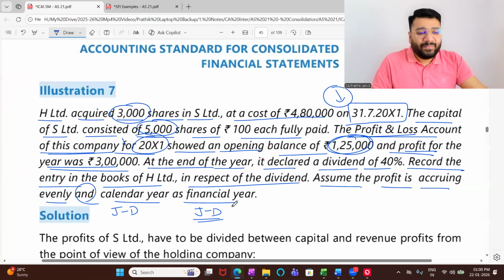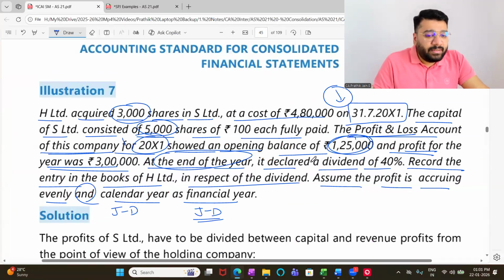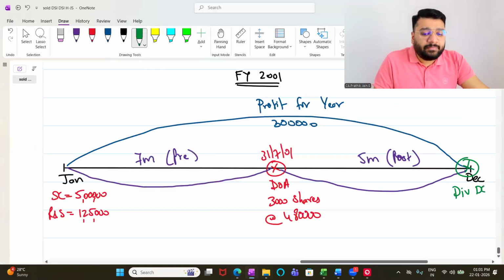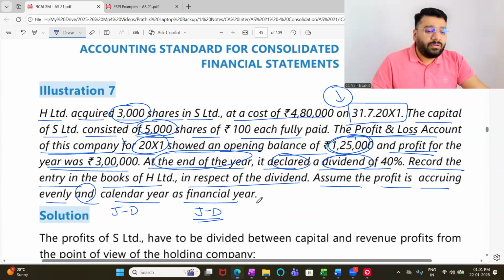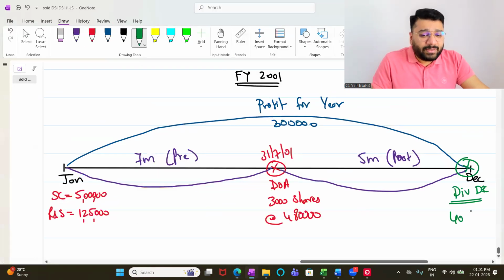So far the data is clear. Now at the end of the year, this is the main point. At the end of the year, dividend is declared. Assume it is paid also. Dividend declared and paid. Now it is 40%.